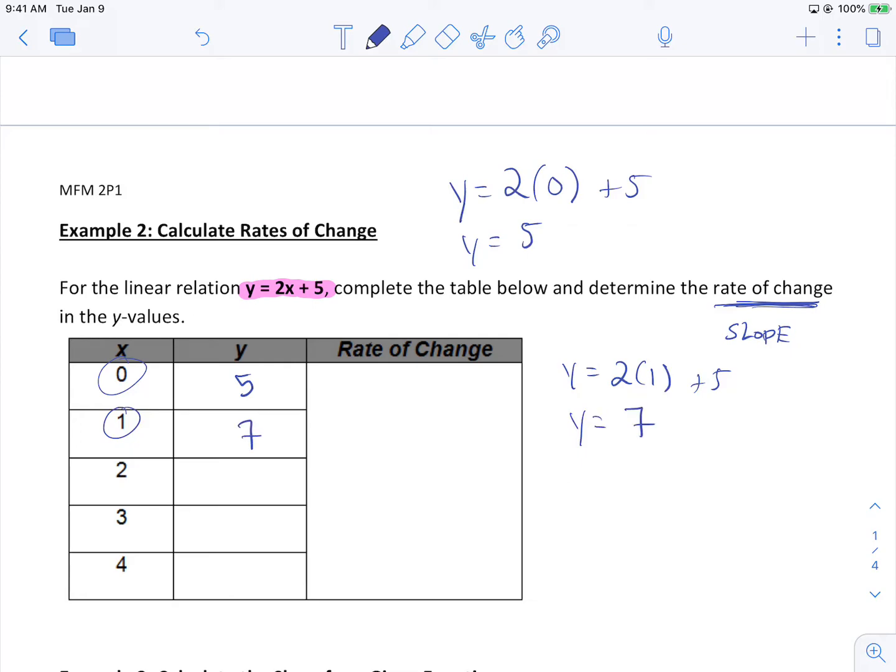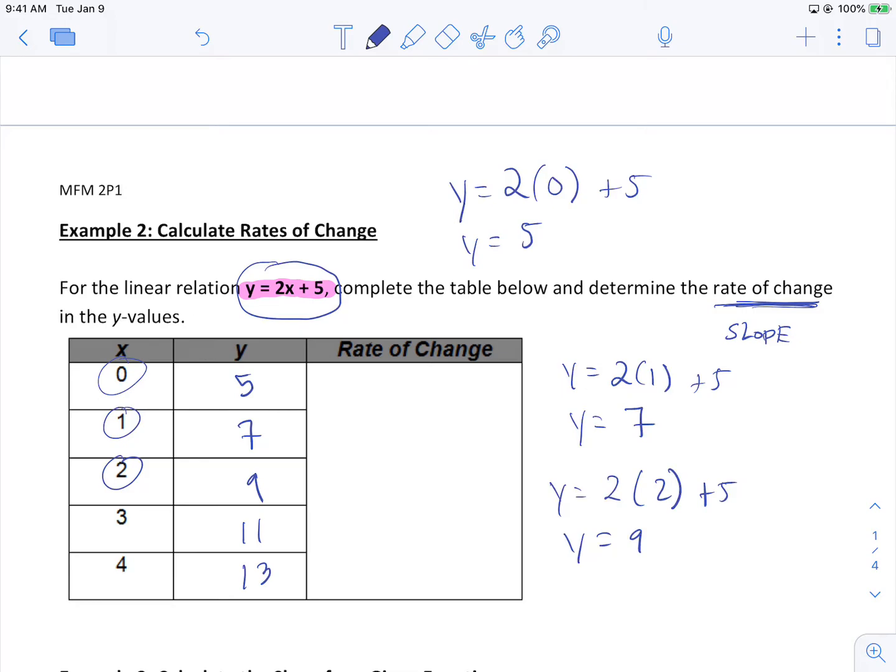And we could keep doing this. We could do it for 2. So y equals 2 times 2 plus 5. And my y value equals 9. And these are all coming from this exact same equation here. We're just testing it with a bunch of values. And if I did it for 3, I would get 11. If I did it for 4, I would get 13. So how do I calculate my rate of change?